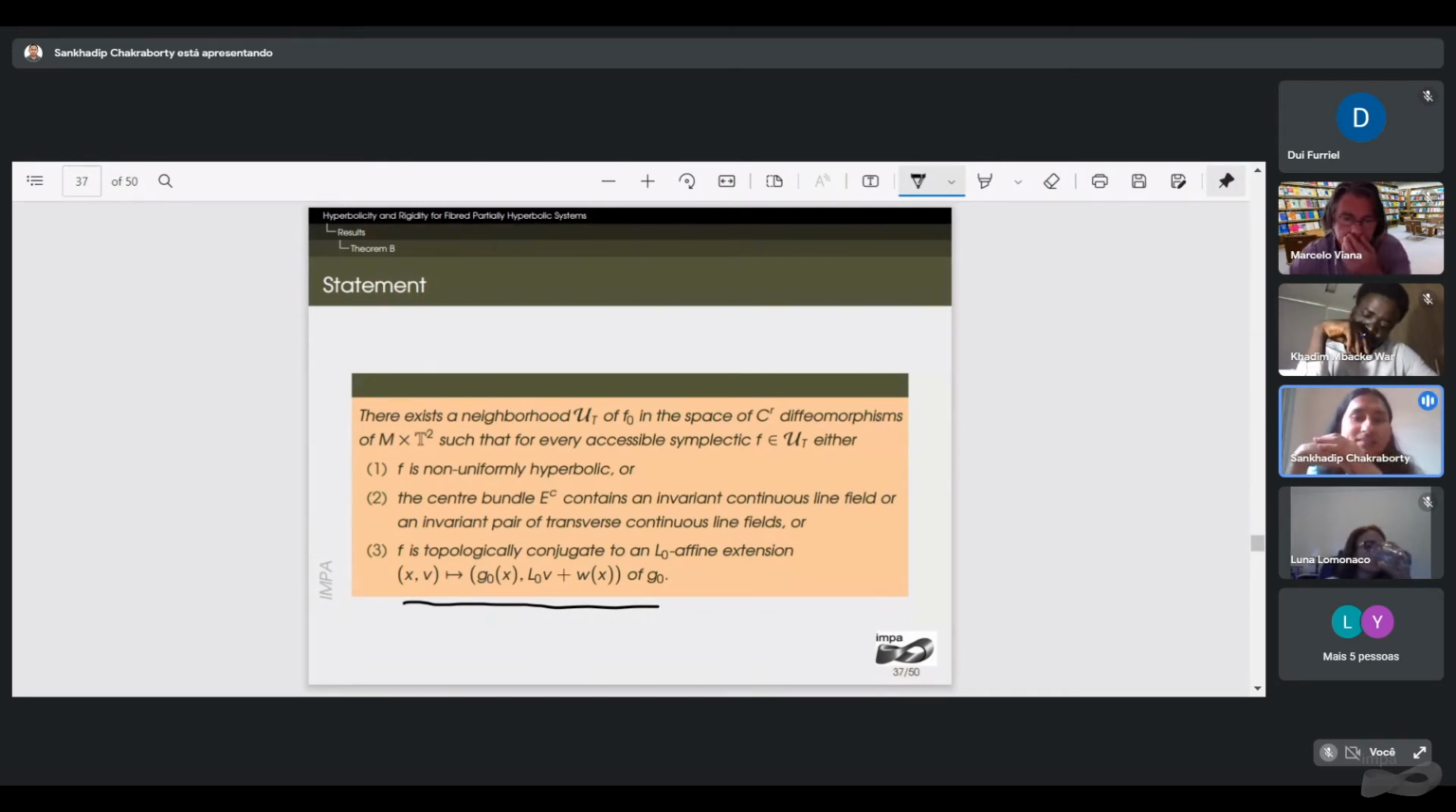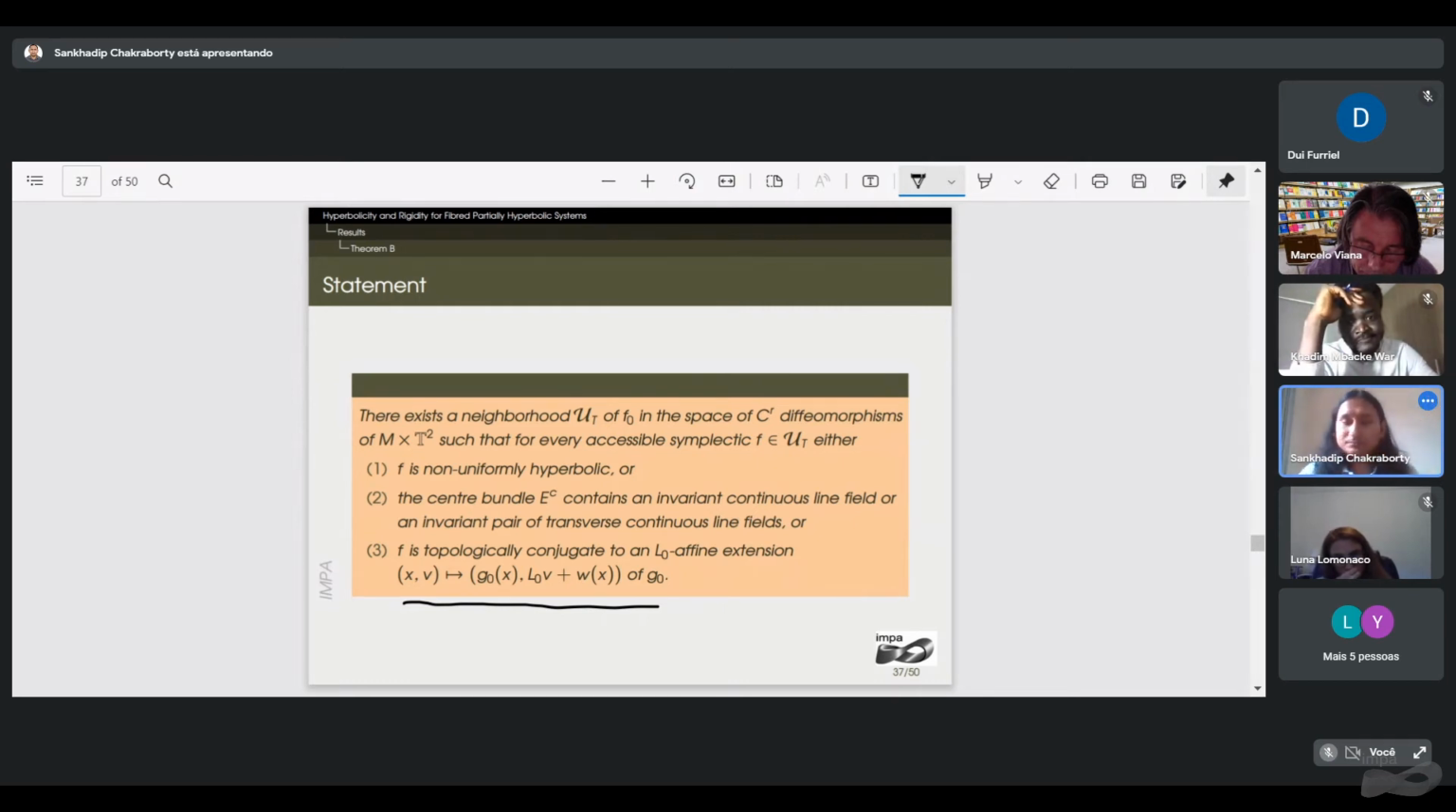So there is a neighborhood U of F0, that torus thing, in the space of symplectic diffeomorphisms, such that every accessible symplectic F in that neighborhood is either non-uniformly hyperbolic, the same argument as in theorem A, or the central bundle contains an invariant continuous line field or an invariant pair of transverse continuous line fields. Same argument as theorem A. And there are actually examples where these things occur. So it's not easy to get rid of this second option. And in the third case, F is topologically conjugate to an extension of the same form.